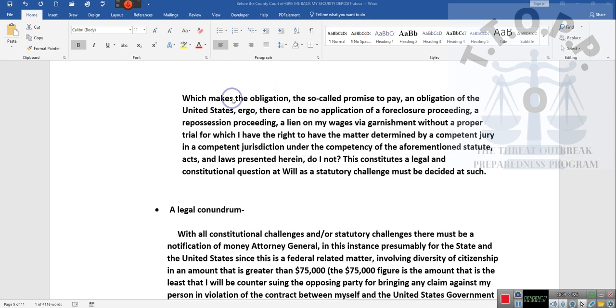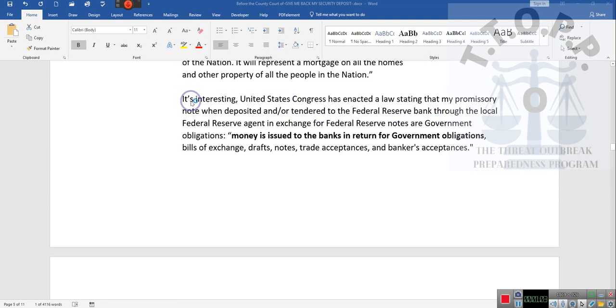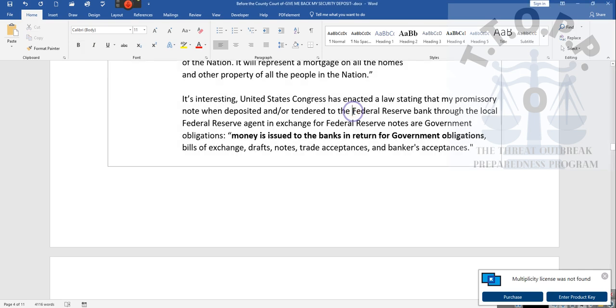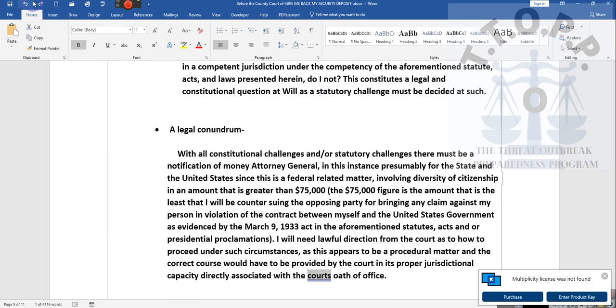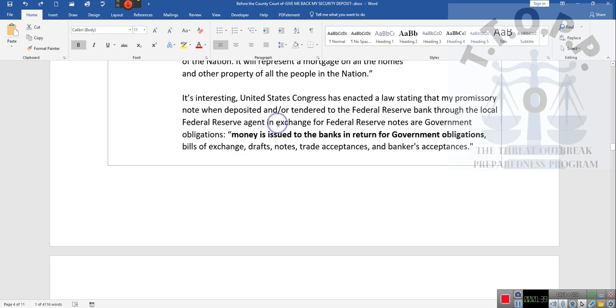Pay attention. We're going to start from here because it makes it easier for you to understand the context. The United States Congress enacted a law stating that my promissory note, when deposited and/or tendered to the Federal Reserve Bank through the local Federal Reserve agent in exchange for Federal Reserve notes, are government obligations.